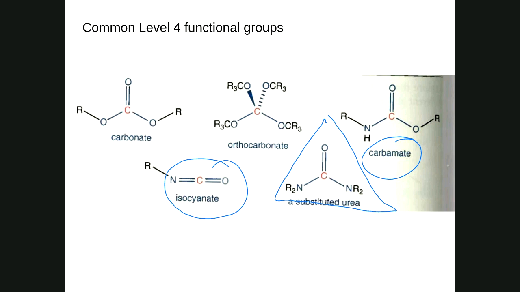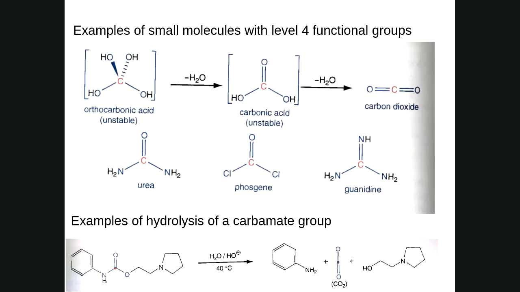And again, if you count the number of bonds around that carbon, which is the center of the functional group, that carbon highlighted in red, you will see that it has 4 bonds to heteroatoms that are more electronegative than itself. And here there are some examples, for example, the famous carbonic acid, carbon dioxide, which could arguably not be considered an organic compound, but if we are slightly open-minded about how we define organic compounds, carbon dioxide would be one. The molecule of urea, phosgene, guanidine. So there are quite a few important and interesting small molecules that have these level 4 functional groups at the center.